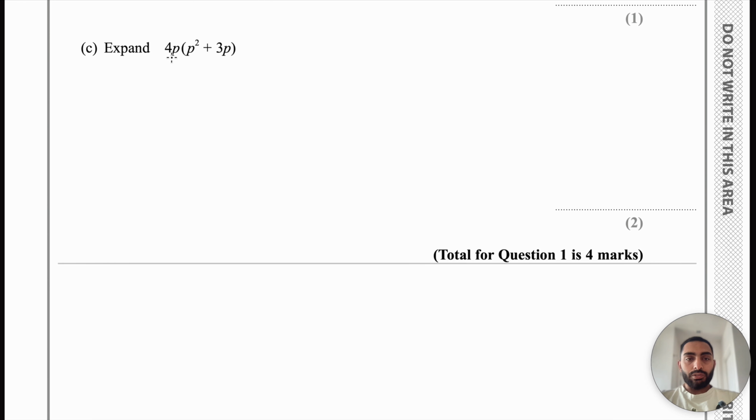Part C, expand 4p in brackets p squared plus 3p. If you've got something on the outside of the bracket and something on the inside of the bracket, you're multiplying everything on the outside by everything on the inside. So I'm doing 4p multiplied by p squared. 4 times by an invisible 1 is just 4. P multiplied by p squared, that would become p cubed. Then you've got 4p multiplied by 3p. So 4 times by 3 is 12, and p times by p is p squared.